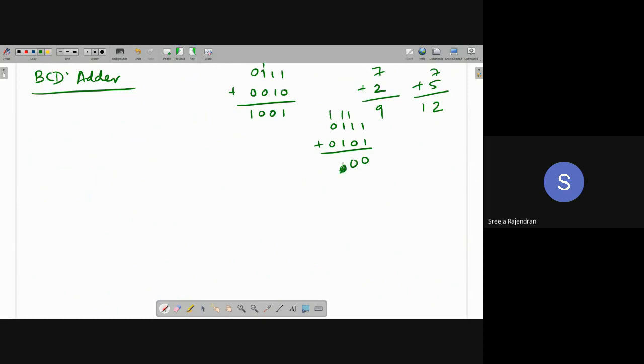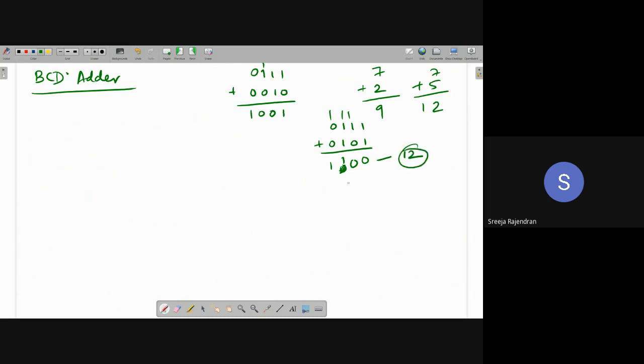No, so not 0. 1, 1, and 1. Okay, 1, 1, 0, 0 I get. But now, if it's a binary adder, I don't have a problem. If this is a binary adder, it is correct. This is the representation for 12 in binary. But I don't want this.